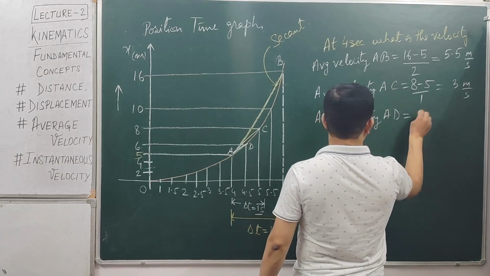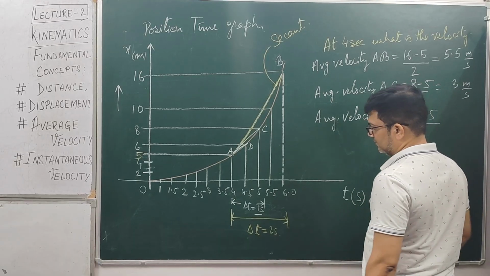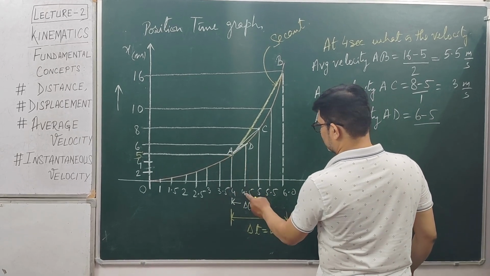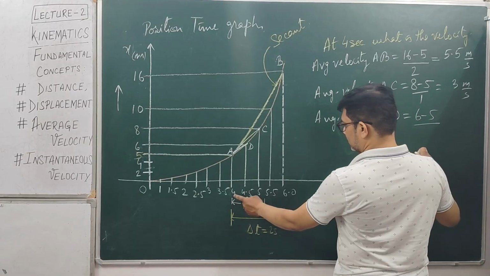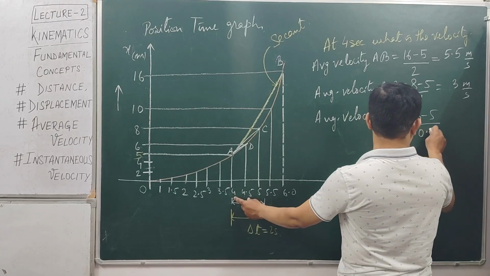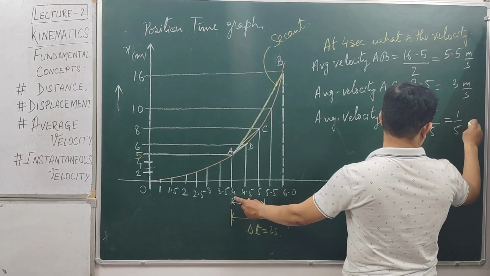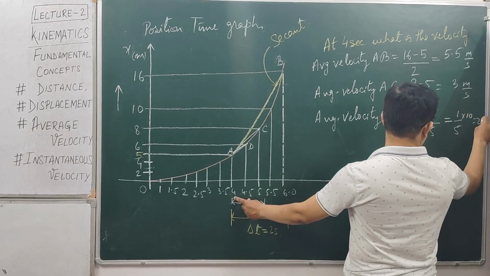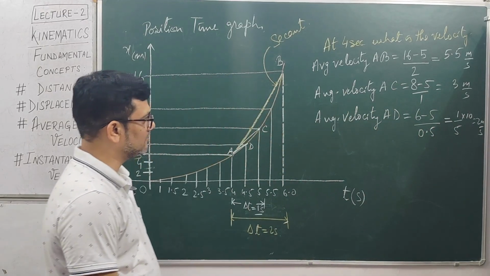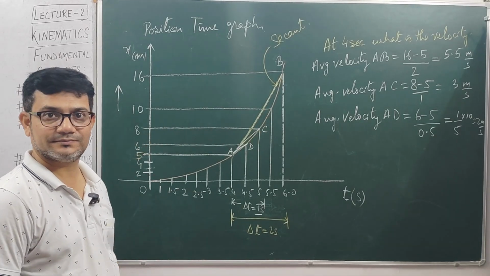AD, this comes out to be 6 minus 5 divided by, here it is 6 minus 5. So 6 corresponds to 4.5, and this corresponds to 4. So 4.5 minus 4 comes out to be 0.5, which is 1 divided by 5, times 10. So this comes out to be 2 meters per second. Now you find something interesting.